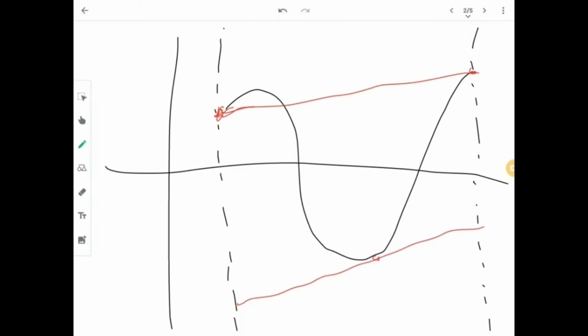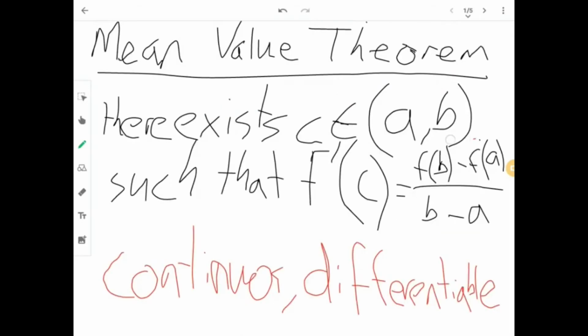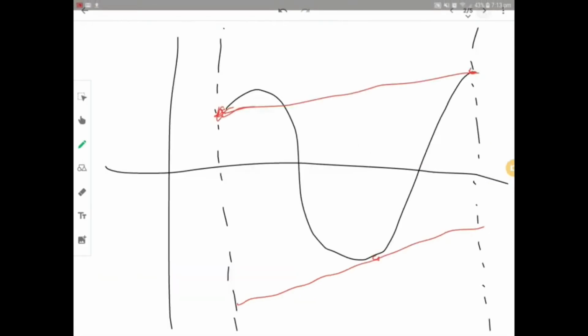So yeah, this is basically it. So from this point to this point, you find the slope by using this formula, and there exists a point where it has that exact slope that is instantaneous. So the derivative at this point is equal to this slope, and that is the mean value theorem.